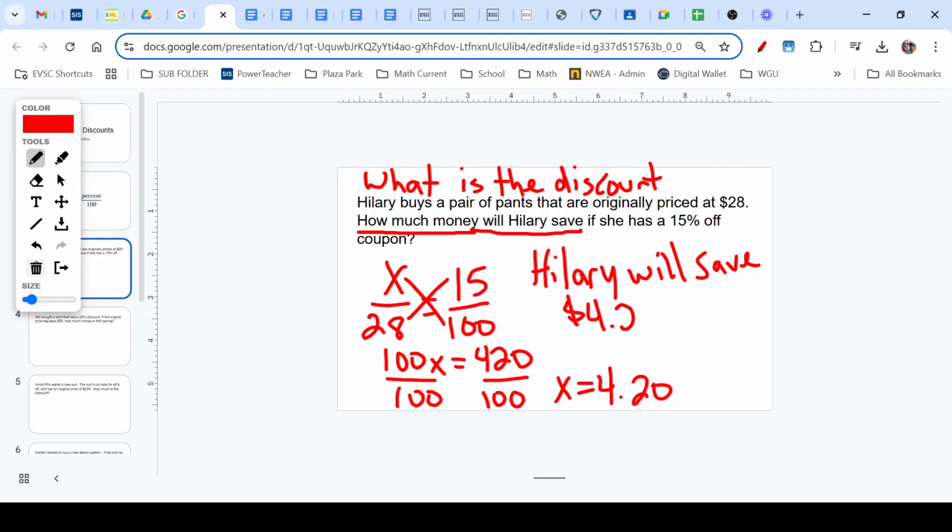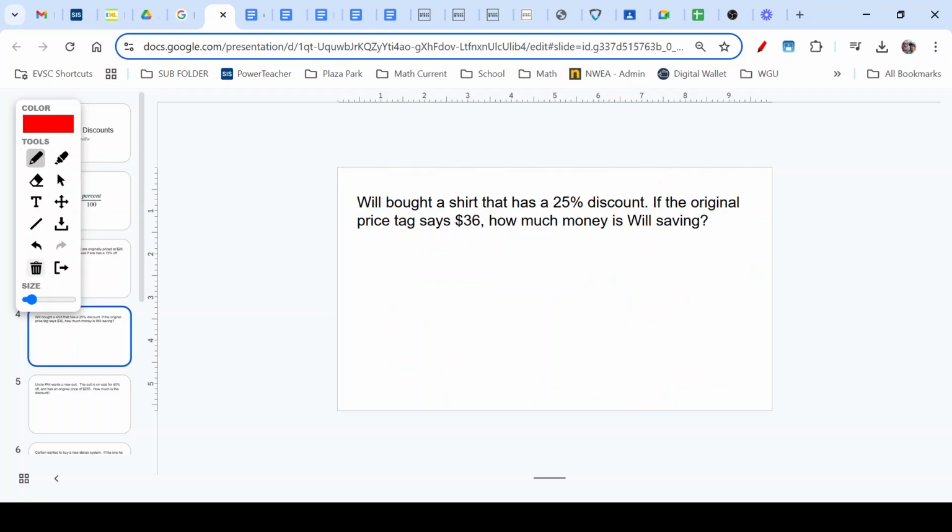Next example, Will bought a shirt that has a 25% discount. Well, automatically right here in our proportion we know that is our 25. If the original price tag says 36, how much money is Will saving? Again, that's asking what is the discount.